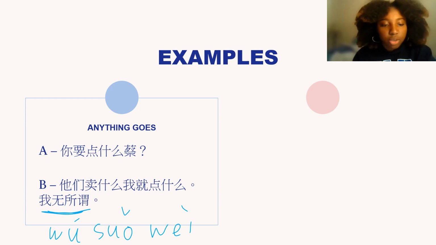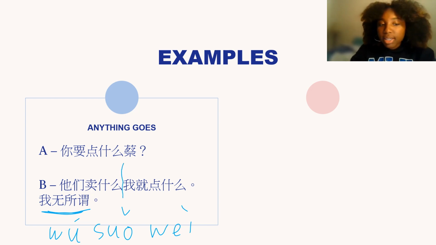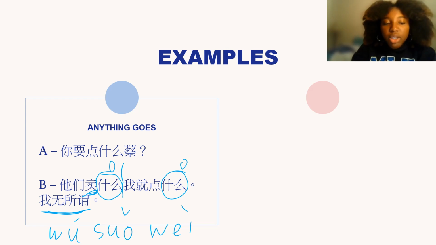Okay, back to what we're talking about though. 他们卖什么? That's the first instance. But when you hear it, it could just be said real quick. 他们卖什么? They sell what? 我就点什么. And we can tell this is saying whatever they sell. I 就点什么. I will buy 什么. So both of them here are objects, right? 他们卖什么我就点什么. What they sell, that's what I'm going to order.